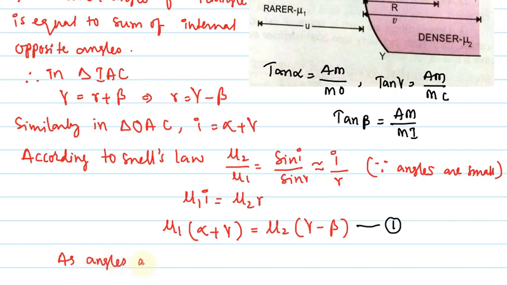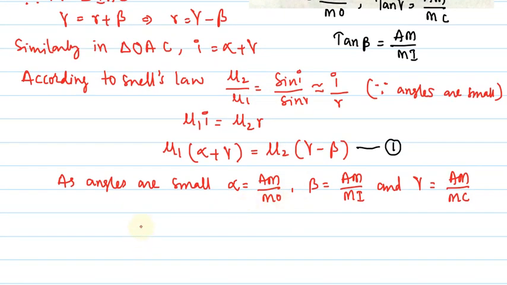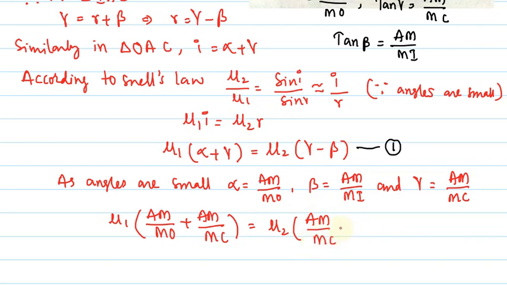As angles are small, alpha is equal to AM upon MO, beta is equal to AM upon MI, and gamma is equal to AM upon MC. Let us substitute this alpha, beta, gamma in expression 1. Then we can write this as mu1 into alpha, which is AM upon MO, plus gamma, which is AM upon MC, is equal to mu2 into gamma, which is AM upon MC, minus beta, which is AM upon MI.